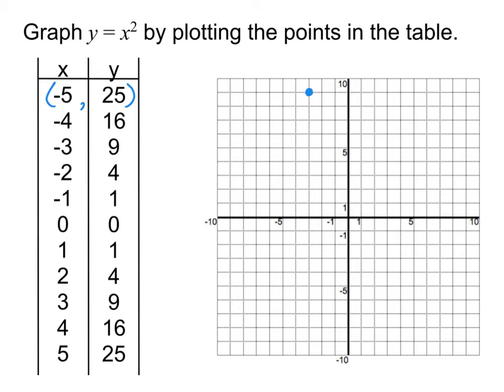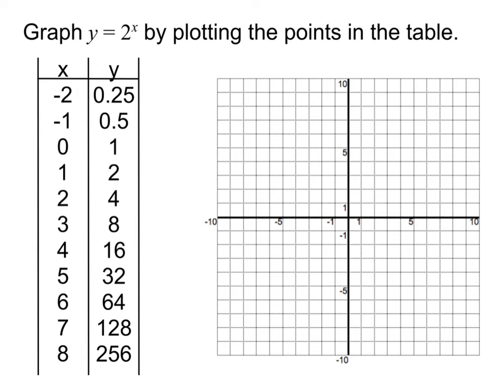So the next one is -2, 4. And then we have -1, 1, 0, 0, 1, 1, 2, 4, and 3, 9. Those are all of them that fit, because you'll notice the 4, 16 and the 5, 25 also are off my graphing grid. So those dots are all that I need to plot, and I'm done with that one.